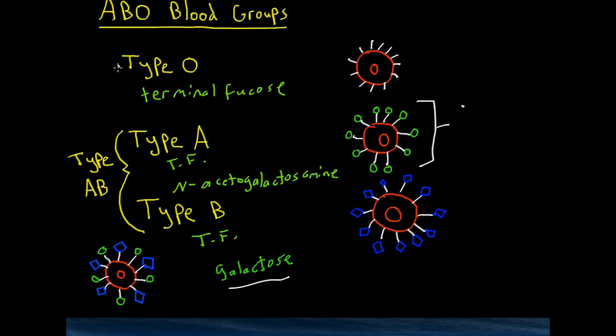And so type O then would have an immune response against all of the different types of blood except for itself, but it can give to any type it wants because all the types have that terminal fucose. So type O is known as the universal donor, whereas type AB is going to have both side groups, therefore it won't produce any sort of immune response, but at the same time it can only give to type AB. So it is known as the universal recipient.